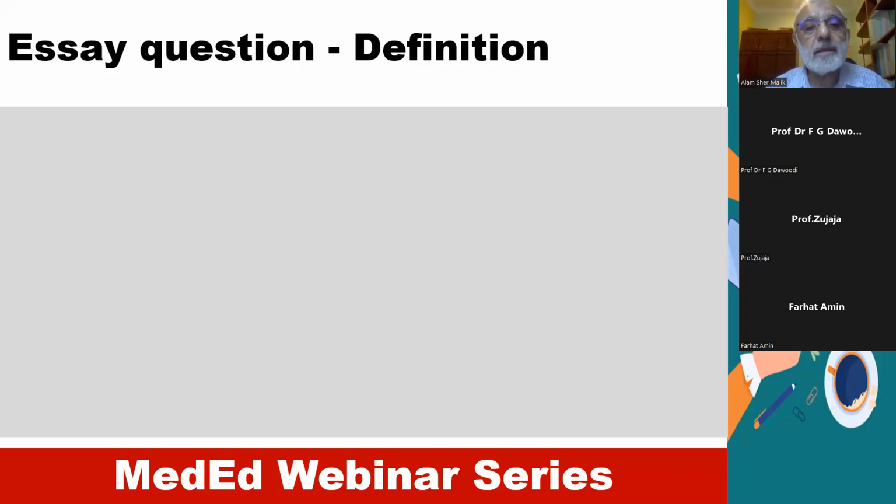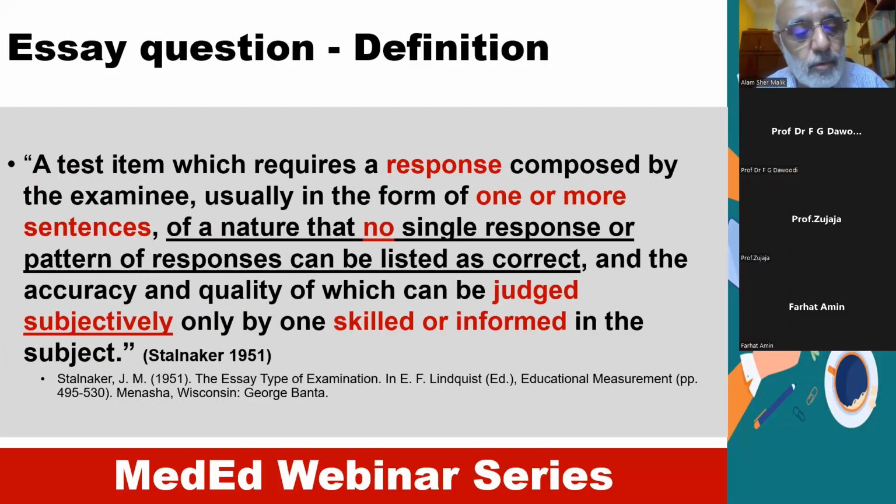Let's look at the definition of an essay question. This is an old definition and may not exactly apply to essay questions in medical education. However, it gives some important features of essay questions. A test item which requires a response composed by the examinee, usually in the form of one or more sentences, of a nature that no single response or pattern of responses can be listed as correct.